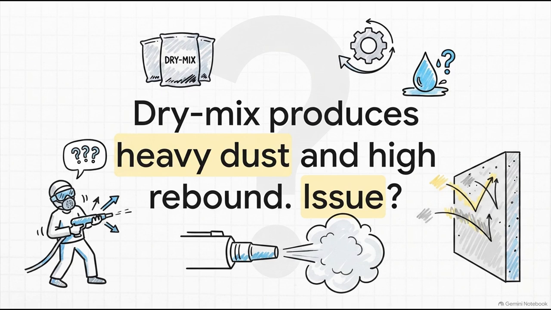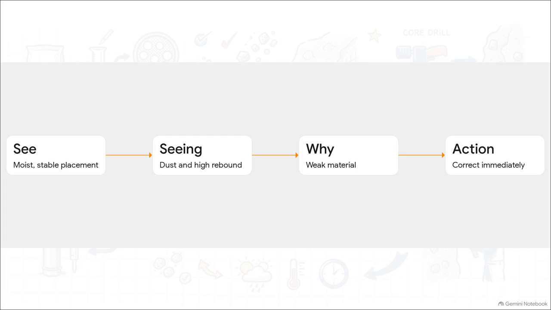Okay, on to field scenario number 2. This time, you're observing a dry mix operation. Out of nowhere, the whole area just fills with heavy dust, and you're seeing unusually high amounts of rebound just bouncing right off the wall. The nozzle man is clearly struggling to keep the material sticking to the surface. So, what is the actual issue happening right in front of you? Let's break it down again.